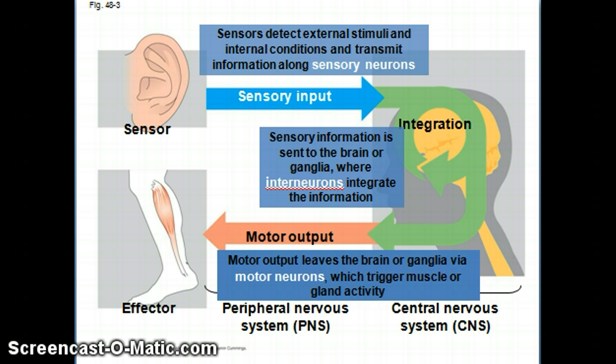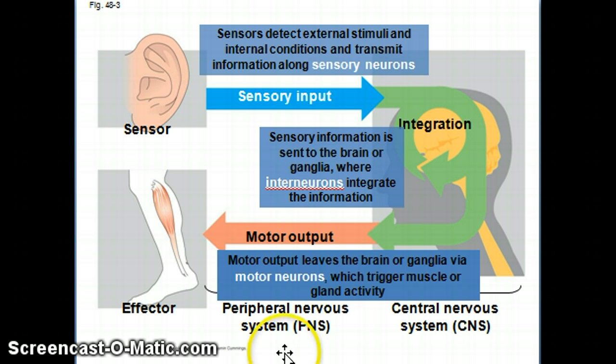Then, depending on what type of stimulus it is, there will be a response. And that response is going to come away from the central nervous system, being the brain or the spinal cord, as a motor output. And that's going to be using what we call motor neurons. So the motor output leaves the brain or the ganglia via motor neurons, which will then trigger the response, either a muscle to move or glands to be active.